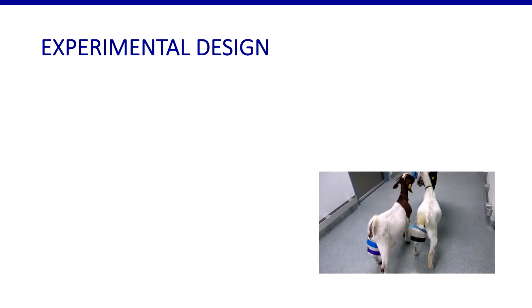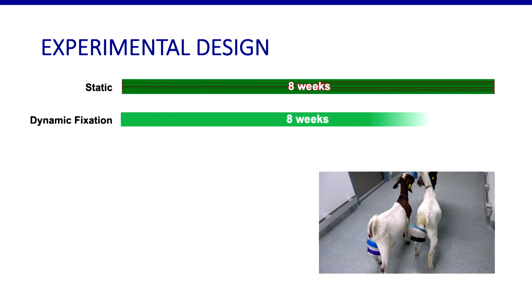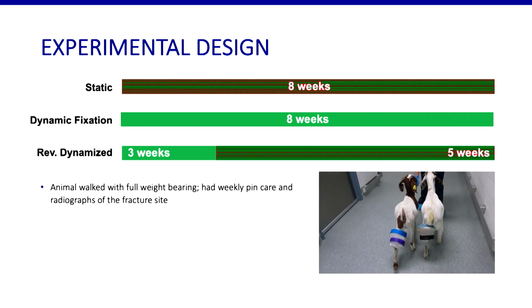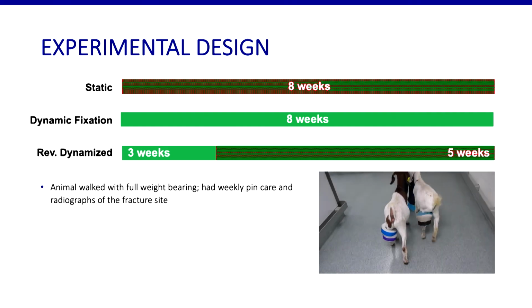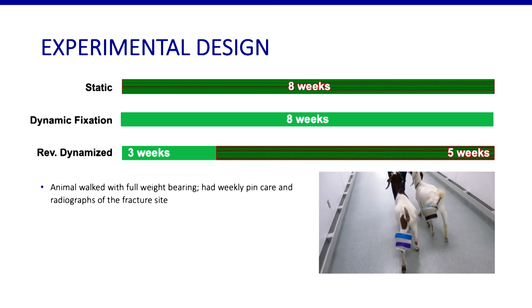We actually did this on goats. We created the fracture. We put a static fixator for 8 weeks. We put a dynamic fixator, dynamizers, immediately for the 8 weeks. And in one group, for 3 weeks we put dynamizers, and then for 5 weeks we made a rigid frame. And all animals were walking, they're all comfortable. Even with dynamizers, they were using the leg. So see, our goats were happy there, of course, until we killed them.